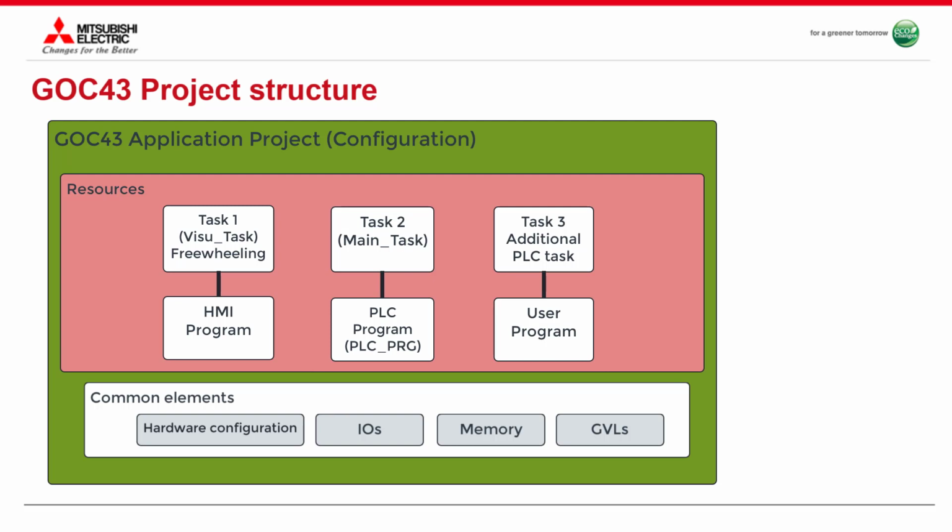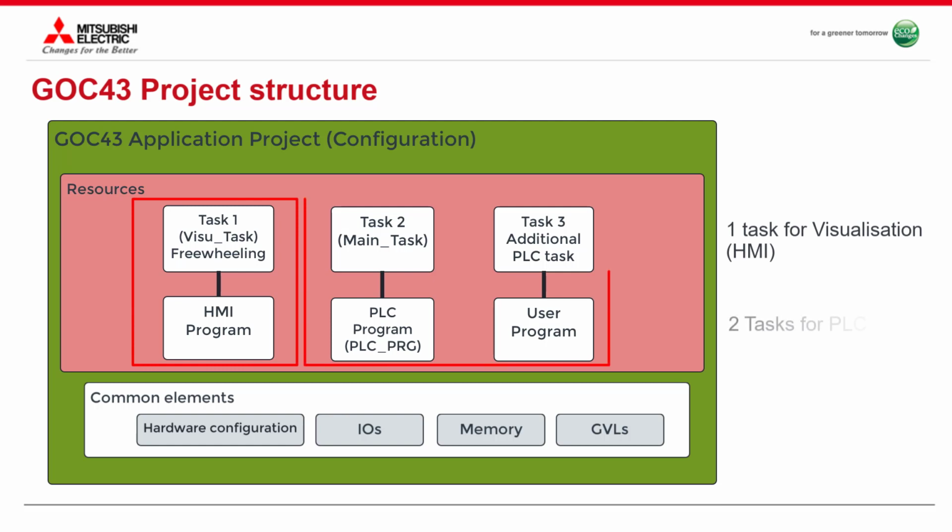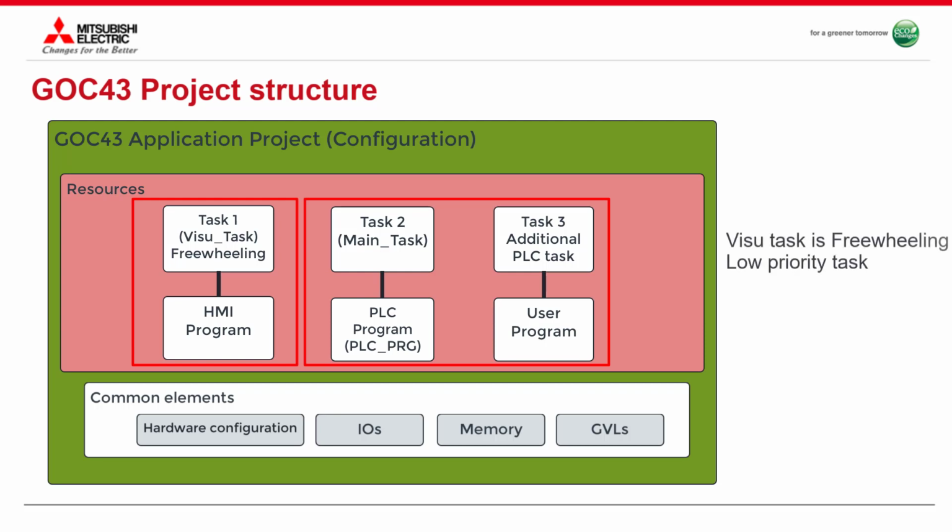GOC43 project structure allows 1 configuration and resource and 3 tasks. Out of 3, 1 task is dedicated to visualization and 2 tasks can be used by PLC. By default, visualization task is of type freewheeling, that is, it will keep on executing with lowest priority. Remaining 2 periodic tasks can be used to execute user PLC program.